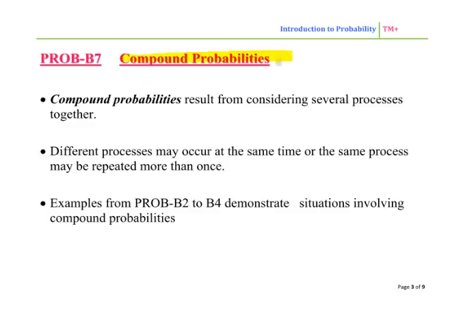Now let's look at compound probabilities. Compound probabilities result from considering several processes together. Different processes may occur at the same time, or the same process may be repeated more than once. Examples from probability B2 to B4 demonstrate situations involving compound probabilities.